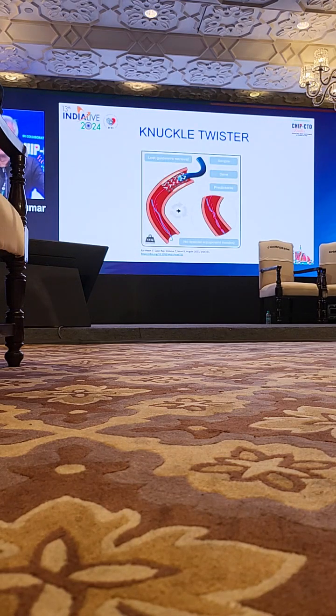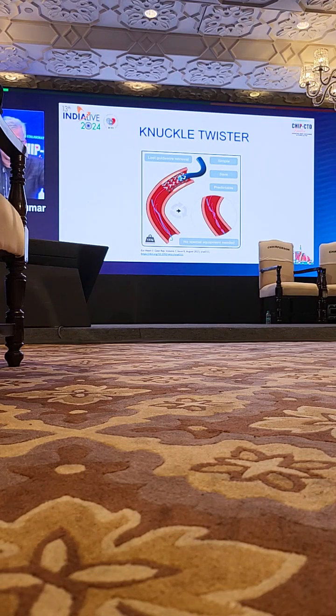So the first and the most commonly used is what's called a knuckle twister. It's a simple, safe, and predictable procedure. You just put in another wire. Before you put in the wire, just curve the wire enough to make a J, and go into the J tip, the new wire going into the J tip.